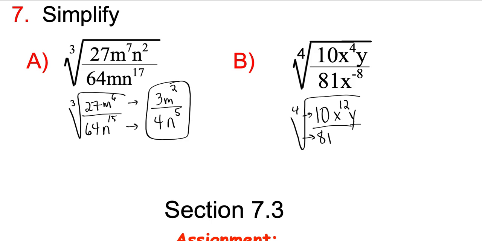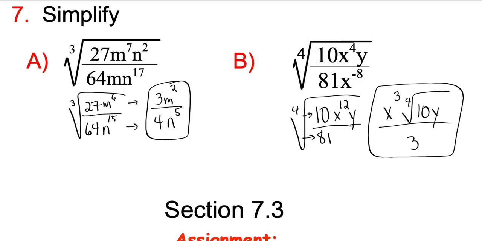We can take out 3 groups. And we can't do anything with the y. So the top is going to look a little interesting. We have the 10 and the y left. And then the bottom, 4th root of 81 is a 3. Okay, that's a perfect 4th root. And there we have it.